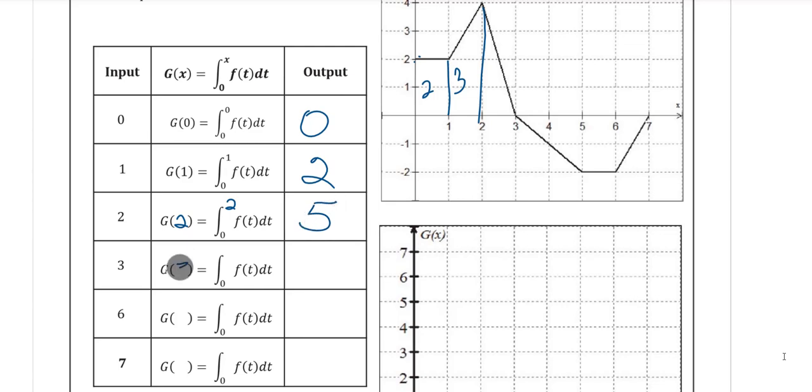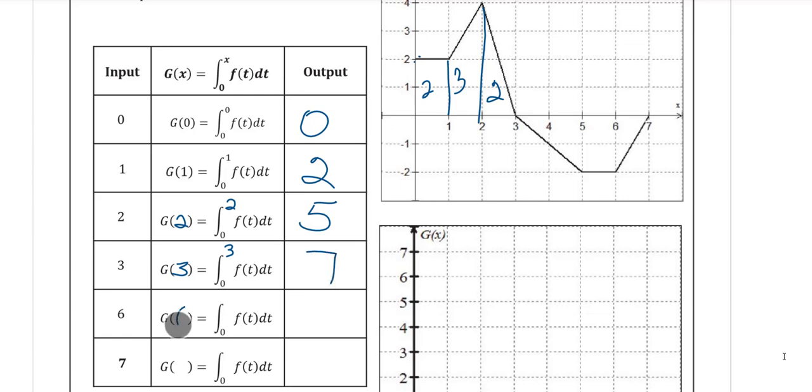And then we want G of 3, so we're going from 0 to 3. And so then we have to add on the area of this triangle, which is 4 units high and 1 unit wide, so that is 2 units. So adding those together, we get 7.